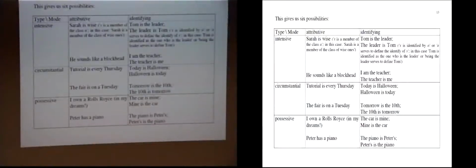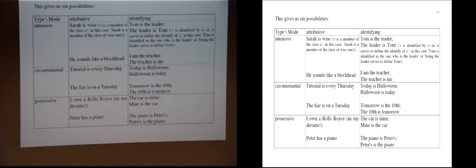So each of these has these two types. If we put this together into a table, you can see the three types, the intensive, circumstantial, and possessive, and each has attributive and identifying type. So Sarah is wise is an attributive type, where we're giving Sarah the attribute of being wise. And in this case, it's kind of like saying Sarah is a member of the class of wise people. So when you're doing that, the attribute is going to be usually an indefinite noun, or an adjective. So like Sarah is wise, Sarah is a poet, Sarah is a teacher, he sounds like a blockhead.